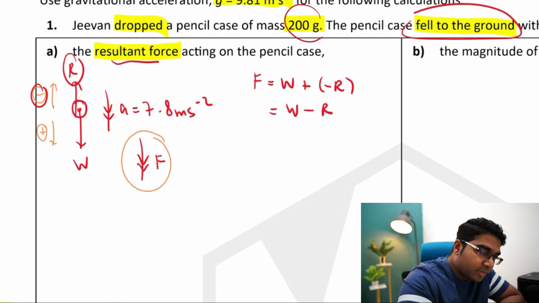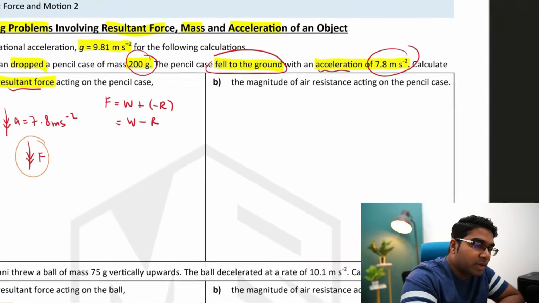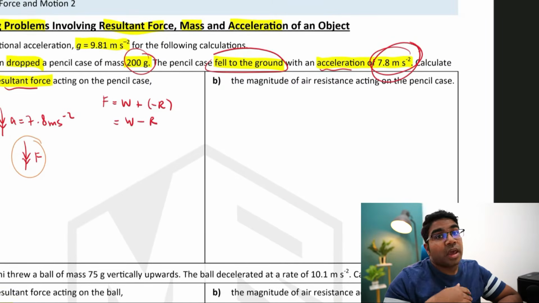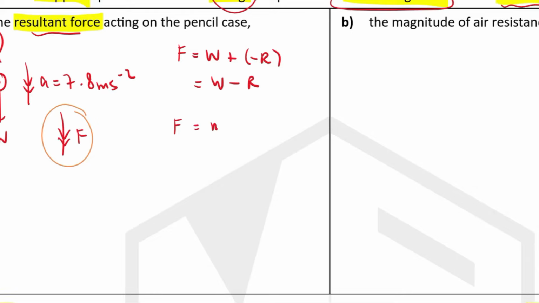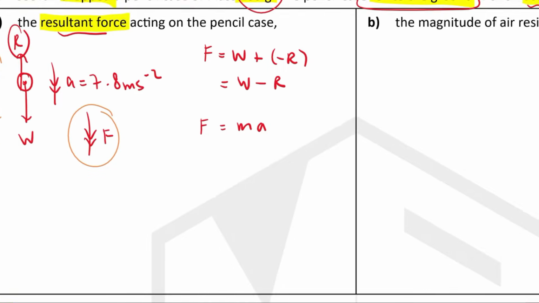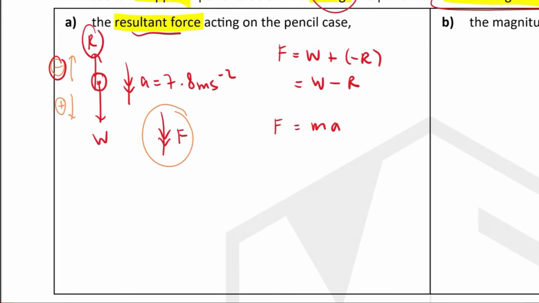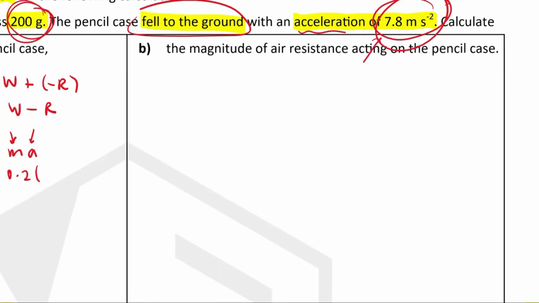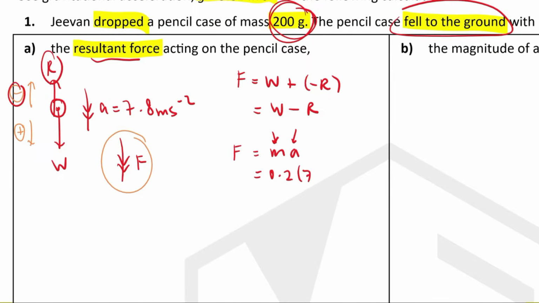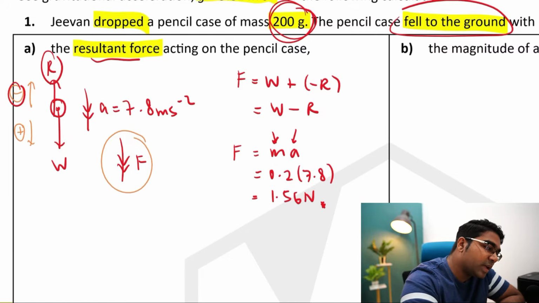In this case, we already have the mass of the pencil case and the acceleration of the pencil case. So we only need to apply the fact that the resultant force is equal to mass times acceleration, ma. When we are doing this, we should remember to use SI units. So the mass, 200 grams, is 0.2 kilograms, multiplied by the acceleration, which is already in meters per second squared, 7.8 m/s². The answer is 1.56 newtons. This is the resultant force acting on the pencil case.